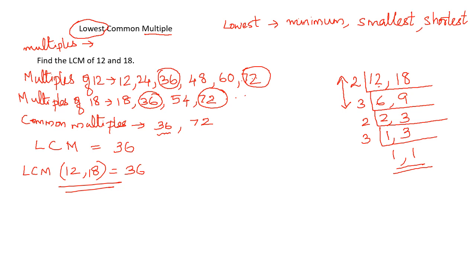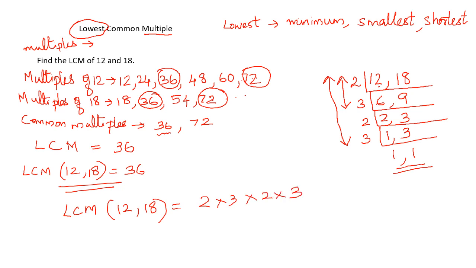Now for LCM, we'll be taking all these numbers until you get 1, whatever you got. So LCM of 12, 18 will be equal to 2 into 3 into 2 into 3. So what do you get? 2 into 3 is 6, into 6. 6 6s are 36.